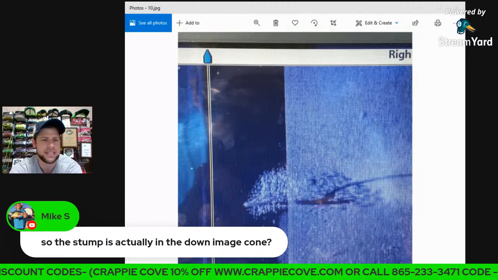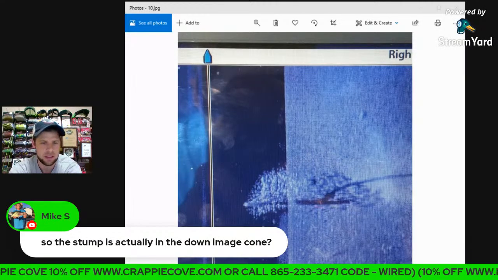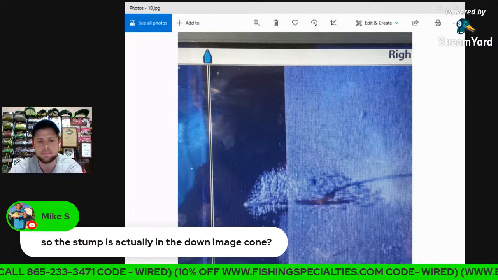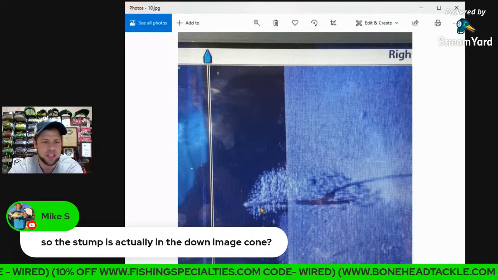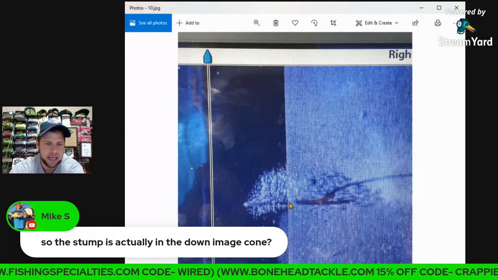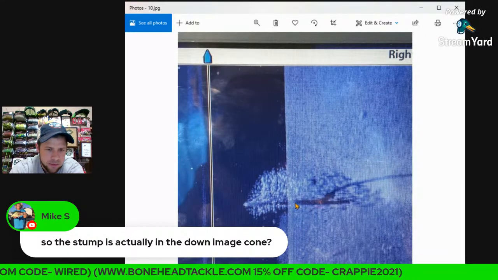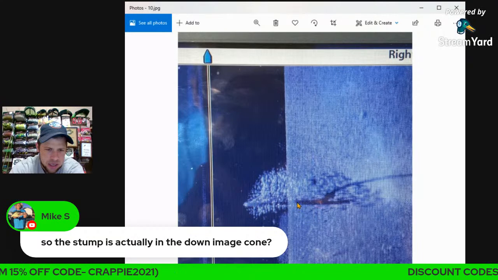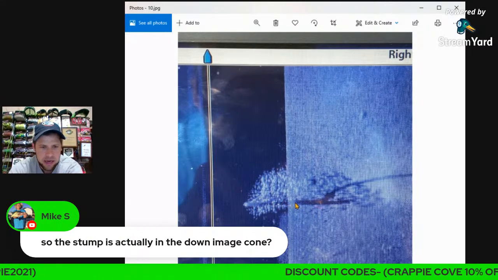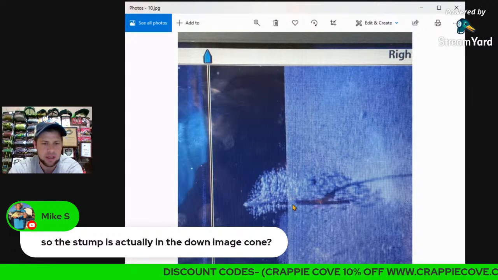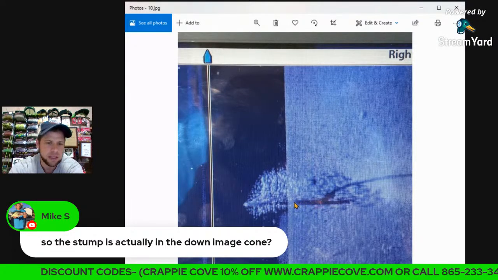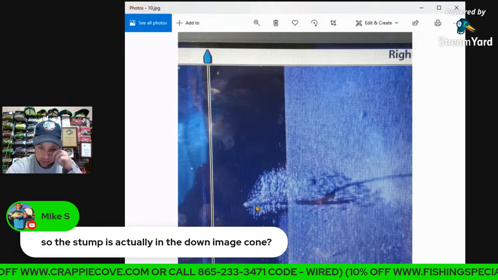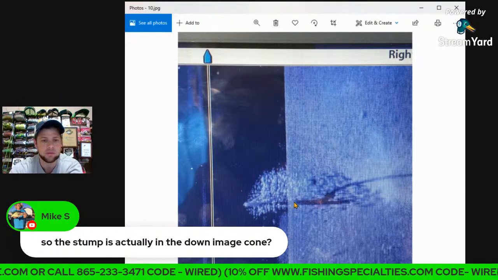Mike asks, so the stump is actually in the down image cone. Yes, the stump is actually in the down image cone in this photo, Mike. So the photo you're looking at right now, the stump comes down and meets the lake bottom right about there. See where this stump comes down and that shadow starts to get real dark right there? That's where that stump comes down and meets the lake bottom. That's where your shadow begins. That's where your stump ends. So part of that is in the down imaging cone, and then the end of it is actually in your side imaging cone.